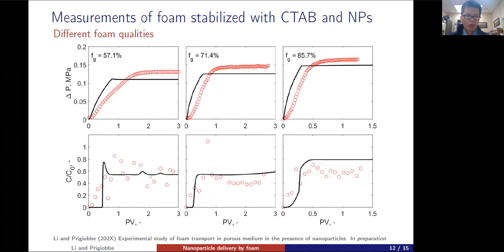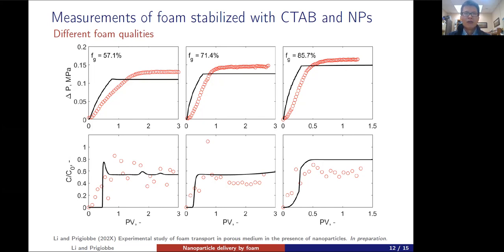So when the nanoparticles were added to the surfactant, the overall process is less sensitive to the foam quality change. In all cases, the system reaches equilibrium within 1 PV. In this slide, the plot at the bottom shows the nanoparticle concentration as a function of pore volume injected. As it is possible to see in these measurements, nanoparticles break through the column before 1 pore volume, indicating that at least a fraction of them travels with the gas bubbles.